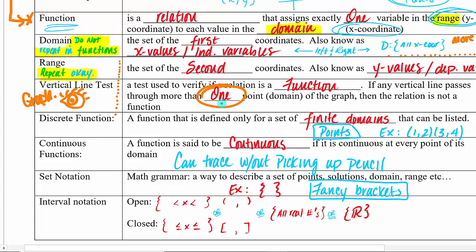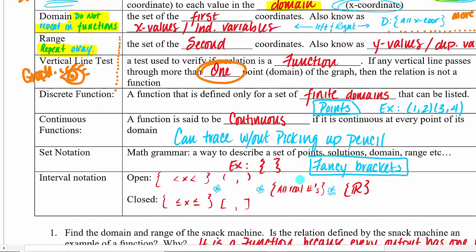And I'll show you that in the example. It'll make a lot of sense. All right, so let's talk about a specific type of function, which is a discrete function. There's also a continuous function, so you'll notice there's two main types that we're going to talk about.